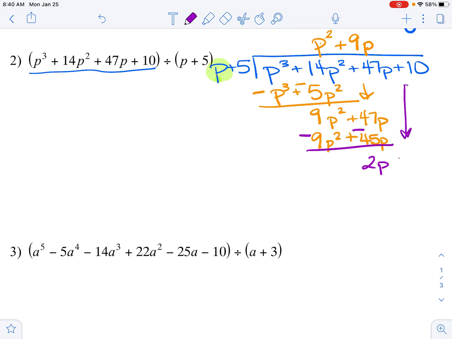What if the first one doesn't cancel out? Then you've done something wrong. You're multiplying by the wrong term at the top. You've multiplied wrong, you've added, subtracted wrong, something to that effect.